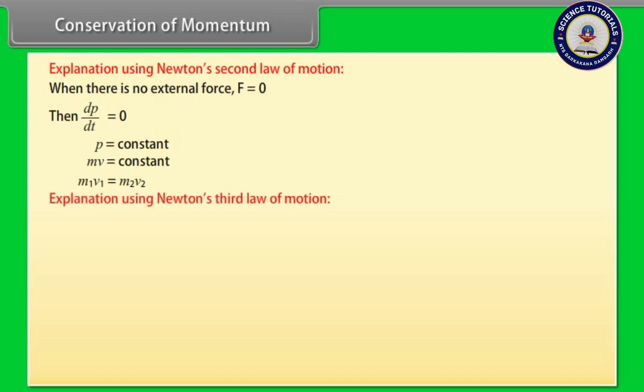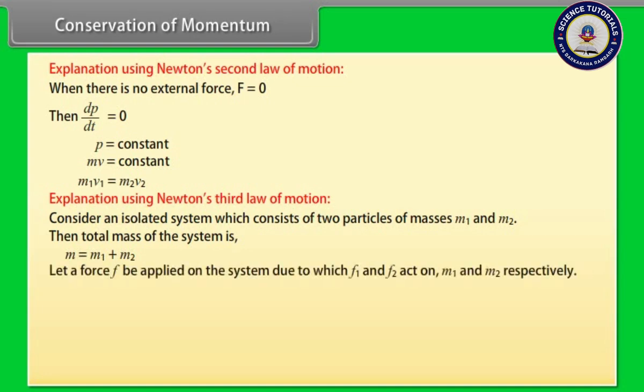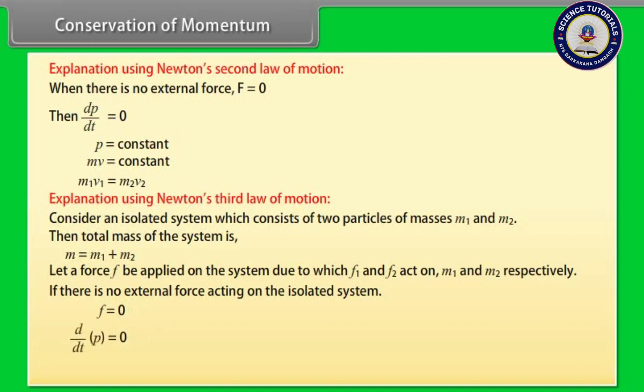Explanation using Newton's third law of motion. Consider an isolated system which consists of two particles of masses m1 and m2. Then total mass of the system is m is equal to m1 plus m2. Let a force F be applied on the system, due to which F1 and F2 act on m1 and m2 respectively. If there is no external force acting on the isolated system, then F is equal to 0. dP by dt is equal to 0. P is equal to constant. Hence, the law of conservation of linear momentum is proved.